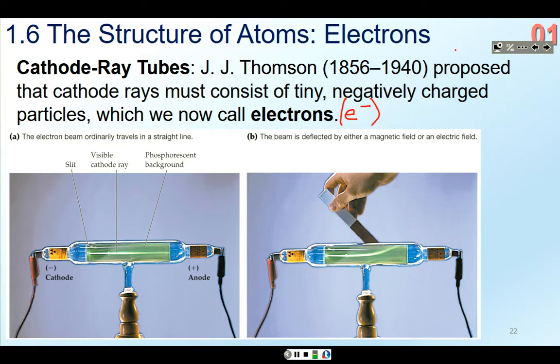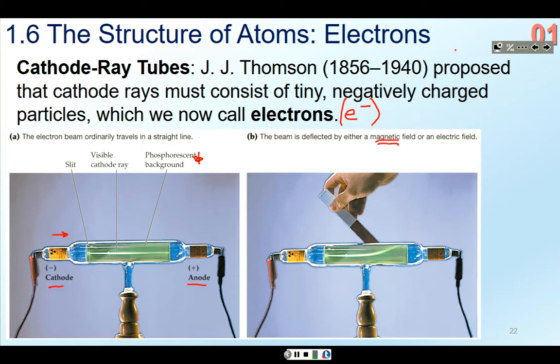A cathode and an anode are the opposite ends of this device. The cathode ray is going from a slit, and you can visibly see it passing through this tube. It's visible because of the phosphorescent background, and ordinarily travels in a straight line. And so a cathode ray was used for various things that we wouldn't begin to wonder about in the 21st century. Well, they figured out that you could deflect a cathode ray by using a magnet.